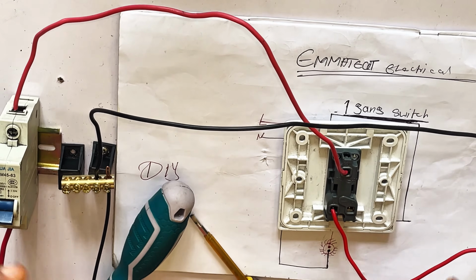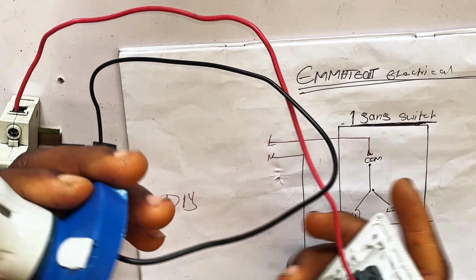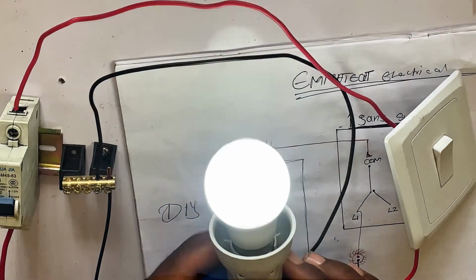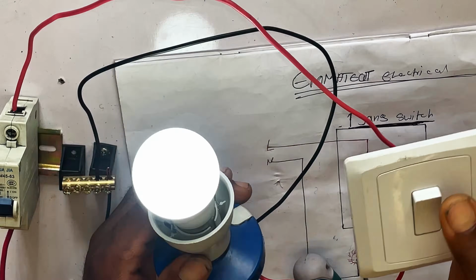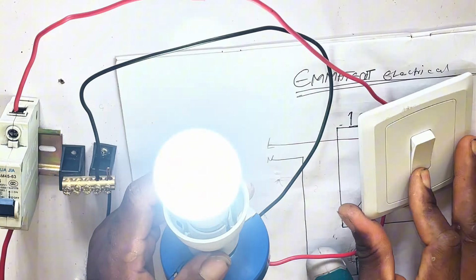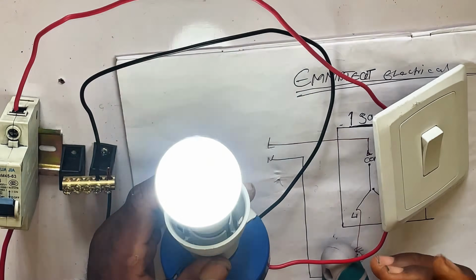So now we are done with the connection, so let's go ahead and test it. I turn on my breaker and you can see that our bulb turns on, and you can now use this switch to control it. You can see it turns off, it turns on. So this is how to connect a one-gang switch.